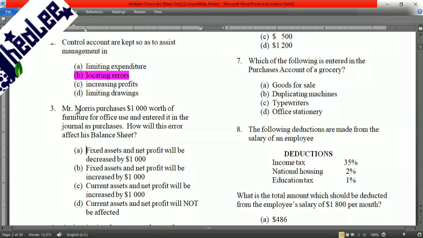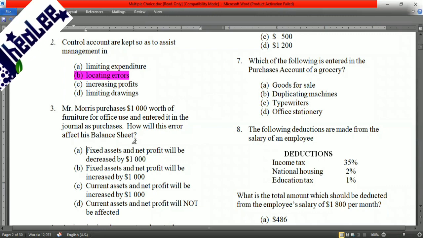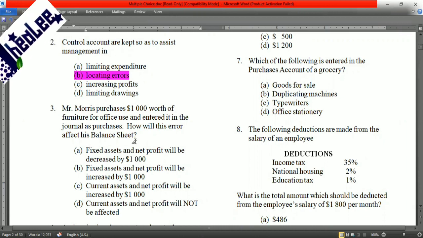Number 3. Mr. Morris purchases $1,000 worth of furniture for office use and entered it in the journal as purchases. Which of these will this error affect on his balance sheet? So the furniture, which is an asset that was purchased, was recorded in the purchases account. It means that that account would have been overstated, and because the purchases is overstated, this is going to cause a reduction in the profits. Now, the fact that it was not recorded in the fixed asset account, which is the furniture, that value would also decrease. There would be an understated value in the fixed asset account.